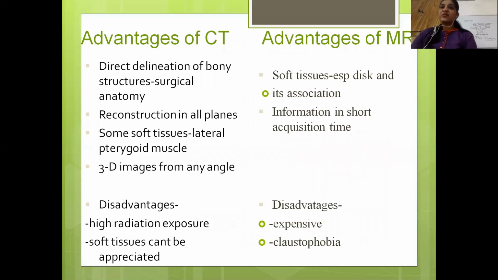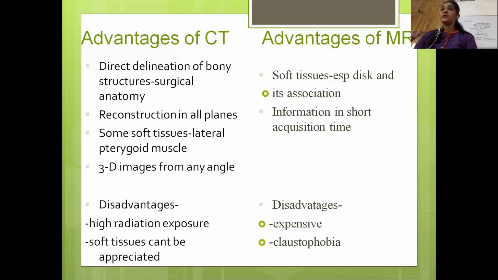Now, what are the advantages of CT and MRI in TMJ imaging? Advantages of CT are direct delineation of the bony structures for surgical anatomy, reconstruction in all the planes, and some soft tissues lateral to the pterygoid muscle that were not visible in conventional radiography due to superimposition of soft tissues. We can visualize the joint in all planes, and a 3D image from any angle. What are the disadvantages? High radiation exposure, and soft tissues cannot be appreciated as well.